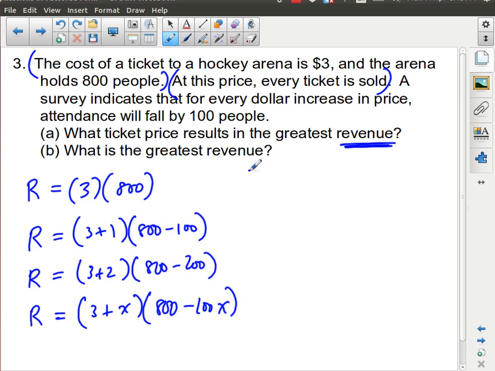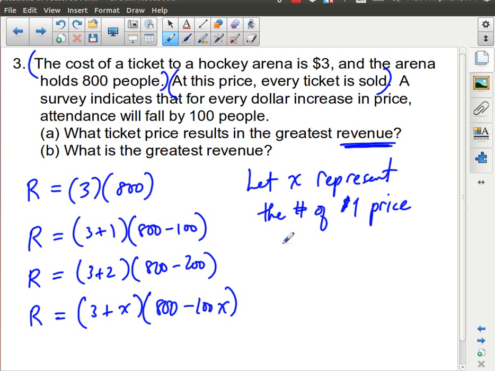So for this one, we want to be specific here, so we're going to let X represent the number of $1 price increases. Okay, you do need to be specific. You have to be specific about whether it's increasing or decreasing, because that defines whether I put a plus or a minus here, and the increments. So for every $1 price increase, I lose 100 customers or 100 ticket sales.